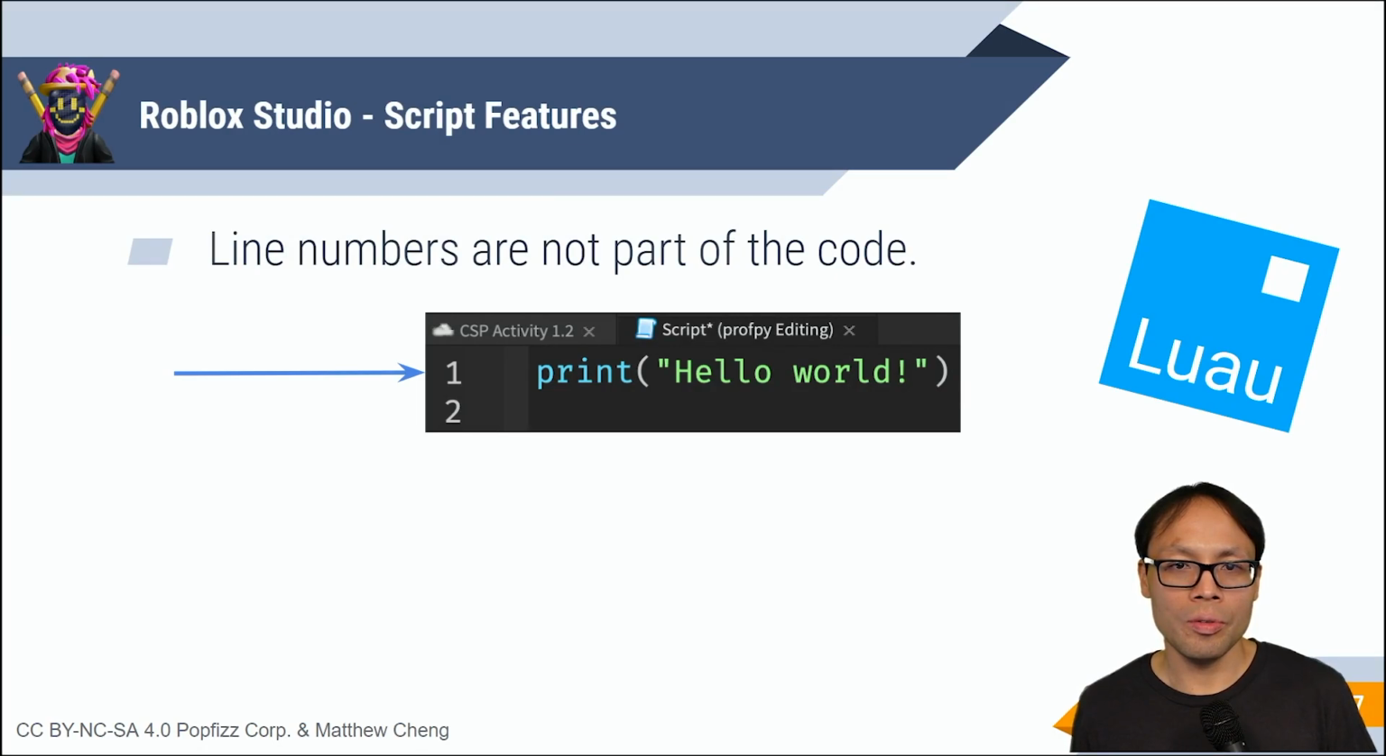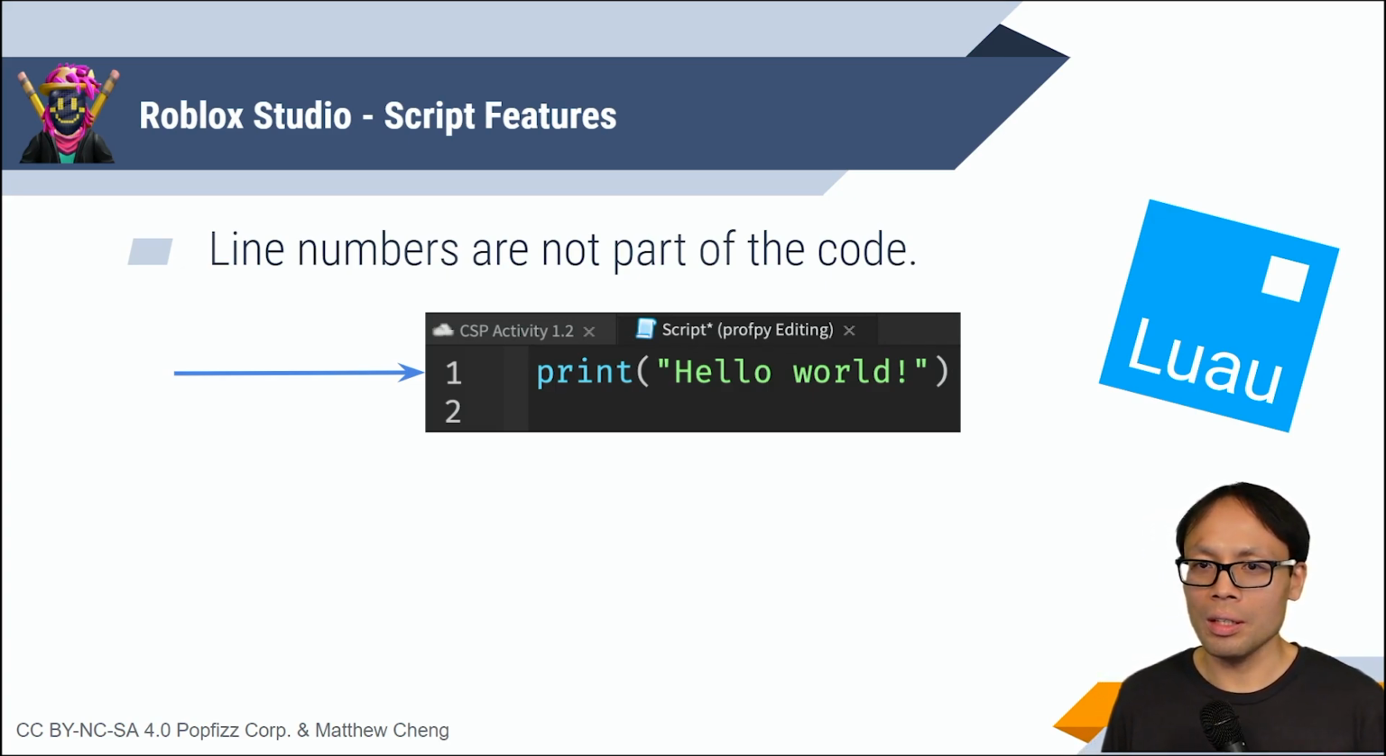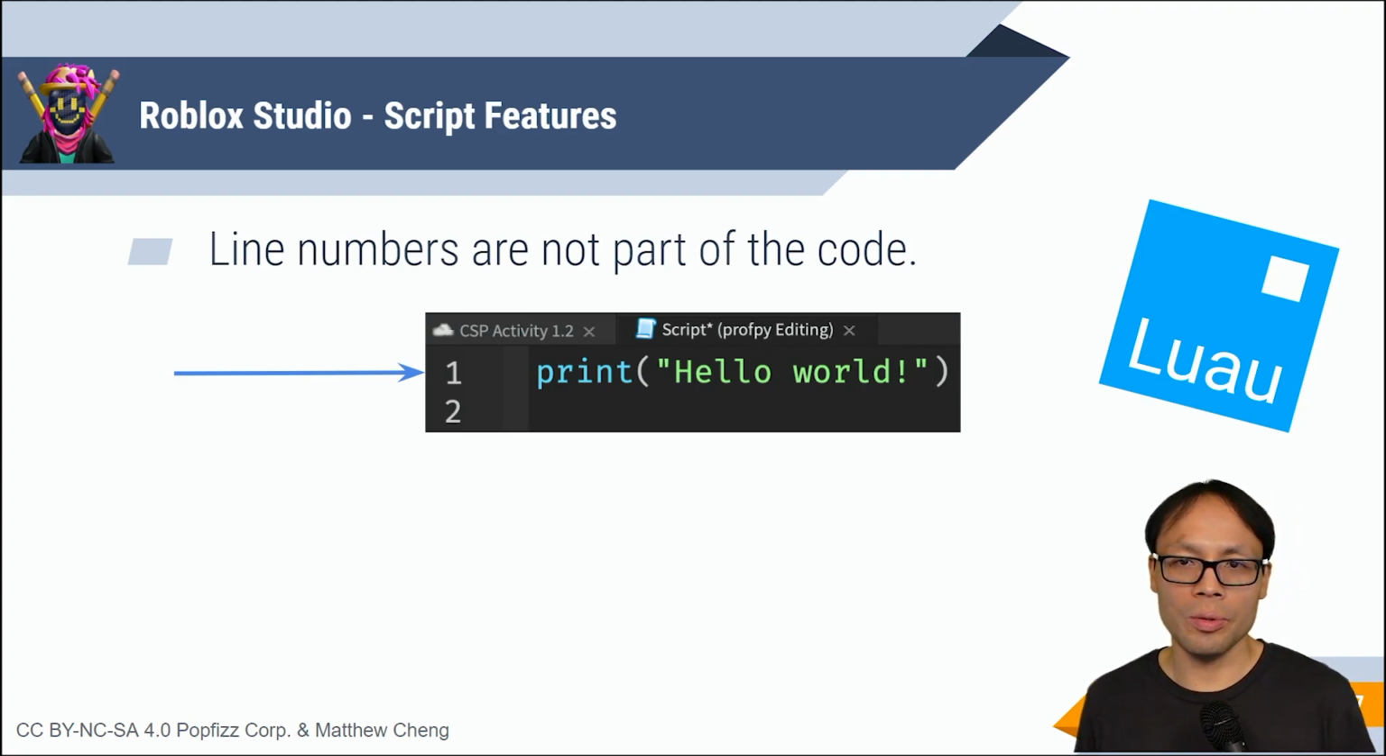So I just want to note from our previous video that line numbers are not part of the code. You might have noticed that when we added our script to the left, we have these numbers, and those are called line numbers. They're there for our reference. For example, if I said something like, take a closer look at line 1, it looks like there's a bug there, you would know which line of code I was referring to.